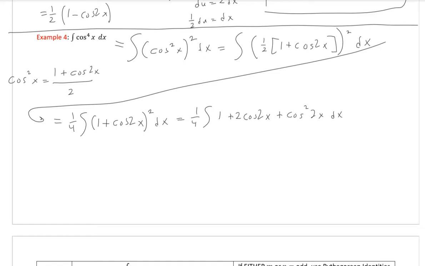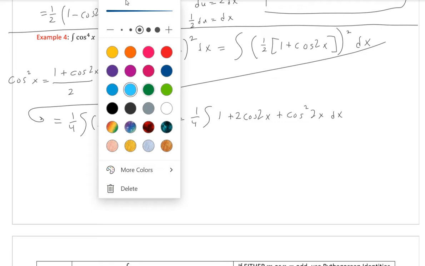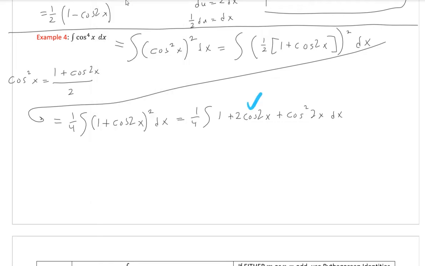So far, so good. Looking at what I have available here, I can integrate this, 2 cosine 2x, that's fine. I can integrate 1, that's pretty easy. Cosine squared of 2x, though, requires I do this one more time. It requires that I replace cosine squared of 2x with another half-angle identity.